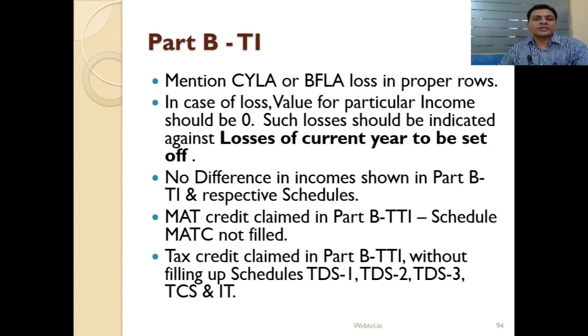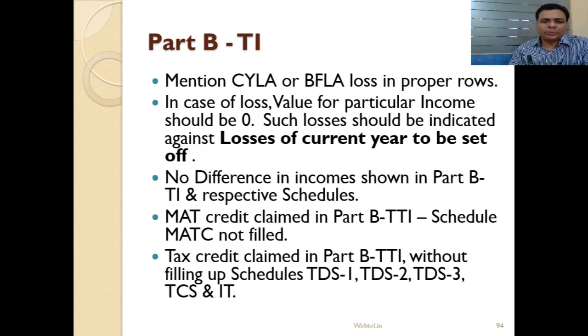In the case of loss, again talking about TI, if there is a loss in the case of any item, then the value needs to be shown as 0 and not as negative. Such losses should be indicated against the item losses of current year to be set off. The negative values of the losses should not be shown separately under each head. In TI, they should be shown as 0, and all these should be clubbed together and shown under the item losses of current year to be set off.